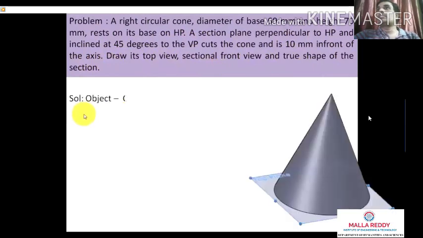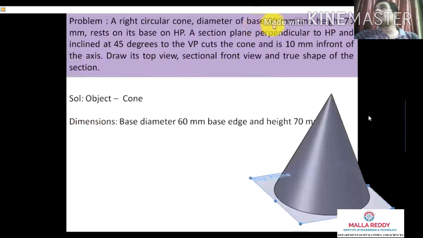So first, there is the object we are going to see. This is a cone of base diameter 60 mm and height 70 mm, resting on a horizontal plane on its base. On the horizontal plane, we are going to get a circle as the top view, which we draw below the XY line. In the front view, we are going to get a triangle.